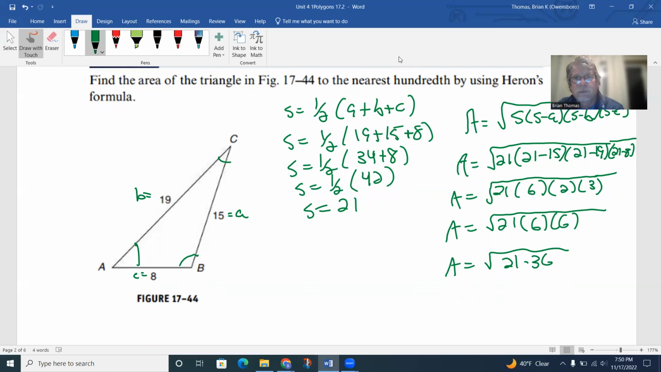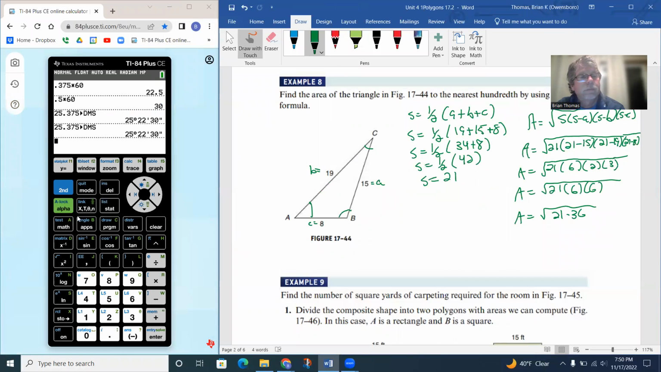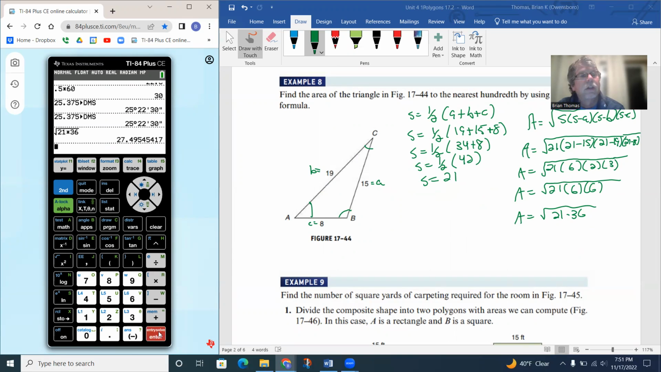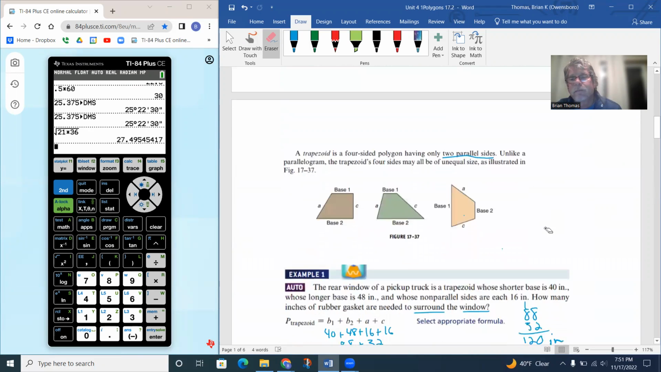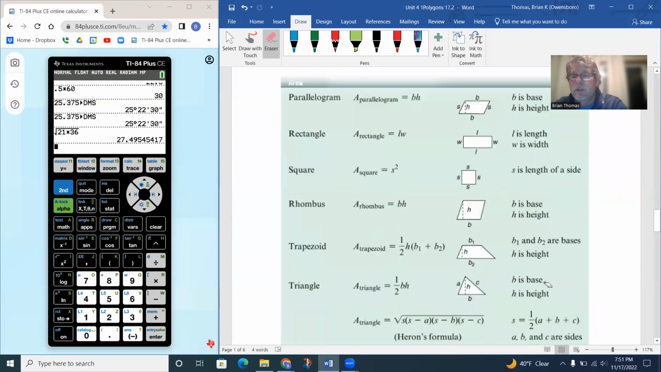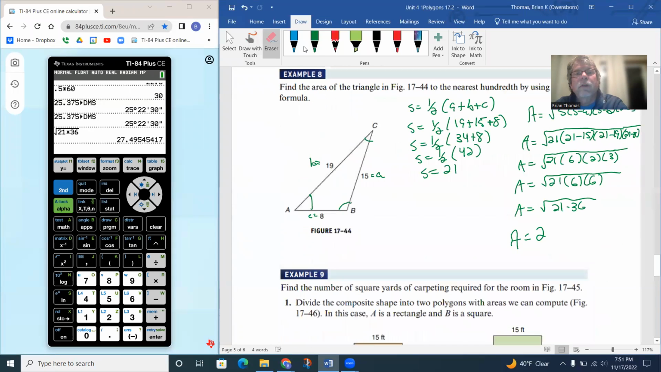So let's see if I can slide this over here and use our calculator. We have the second button, square root of 21 times 36, and that gives us 27.495. Oops, let me try that again. I don't know what happened there. We just took off on me. Trying to get my little green pen to work again. So we have this 27 point.